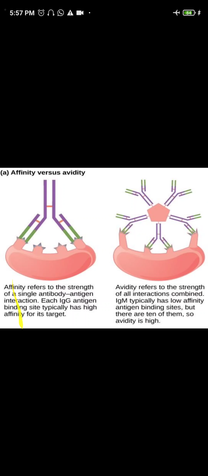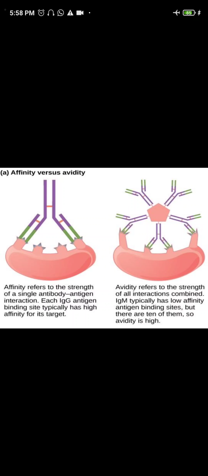Now, what do you mean by affinity? You know that there is a specific kind of antigen, and every particular antigen has a specific antibody to which it can bind. To what extent the antigen has the capacity, the strength, to combine with or attract a particular antibody towards itself, that is called affinity.